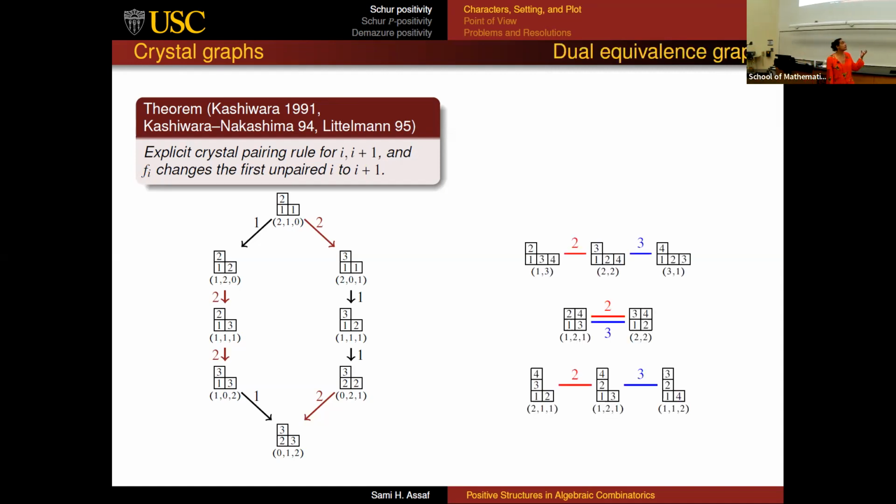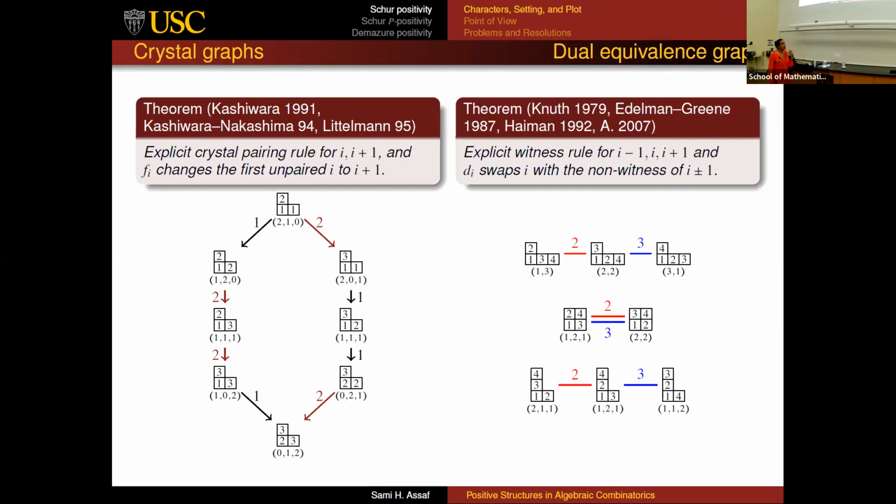So again, I'm putting some kind of connected structure on my objects, my standard Young tableau in this case. So what are these? Well, they're kind of due to Knuth. They're kind of due to Edelman and Green. That was the first place that I think they showed up in this formulation. They're the inverse of the Knuth relations. Mark Haiman talked about them in his paper.